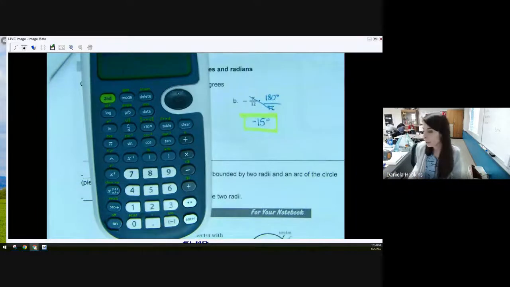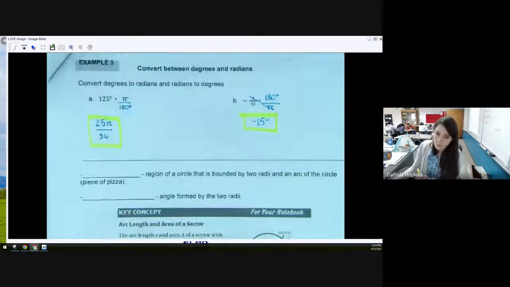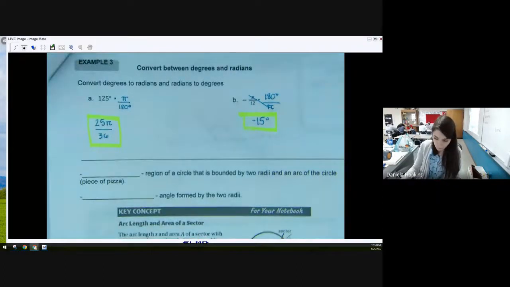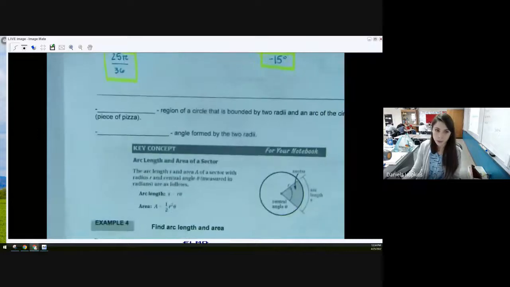What do we think of converting? Easy, right? You just don't actually put the pi in for converting ones. We will put in the pi for this next one. Okay, last thing we're going to talk about.